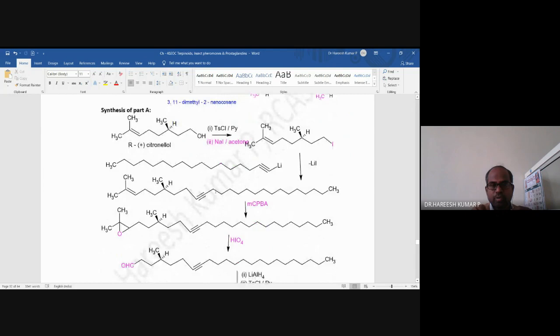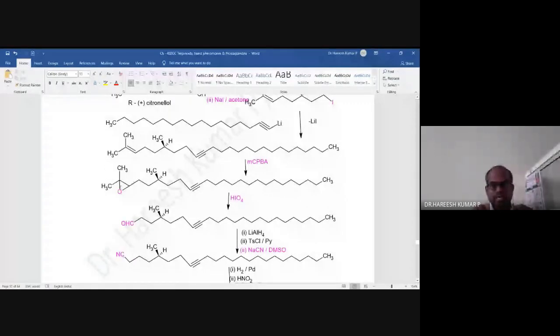In this particular product, you know that this is a triple bond and this is a double bond. So only the double bond can react with MCPBA. MCPBA is an epoxidation reagent that will convert a double bond into epoxide. So at this stage, you know that there is ring opening. Epoxide is converted into diol.